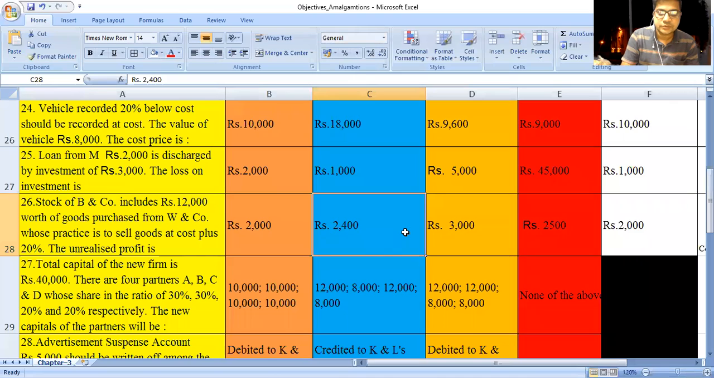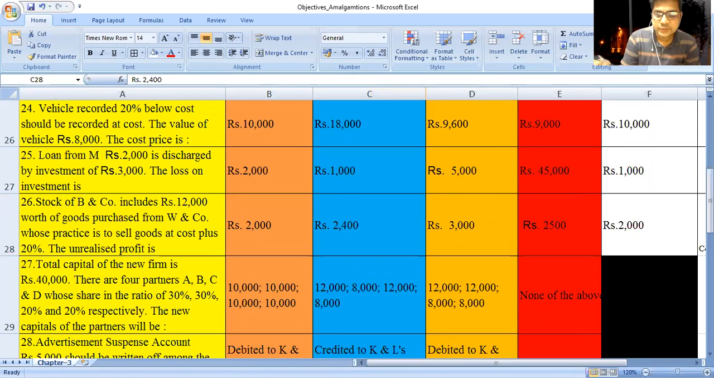The cost is 10,000 and the selling price is cost plus 20%. The cost value is 10,000 and 20% is the profit, and the profit value is 2,000. Cost plus profit: 10,000 plus 2,000. The total value of the goods is 12,000. Yes, I hope you understood. Do you have any doubt? You can ask.